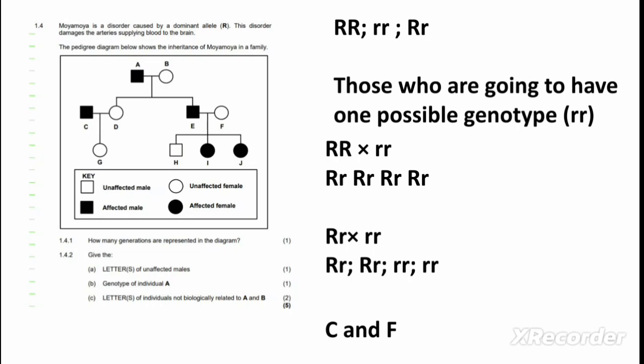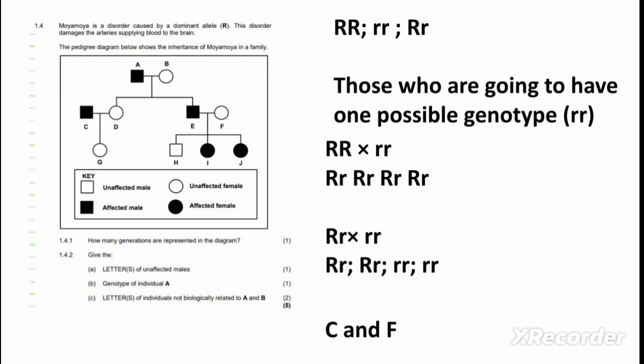How many generations are represented in the diagram? We have 3 generations. Give the letters of unaffected males. Unaffected people are shaded white, and we have only one square that is shaded white, and that is H.